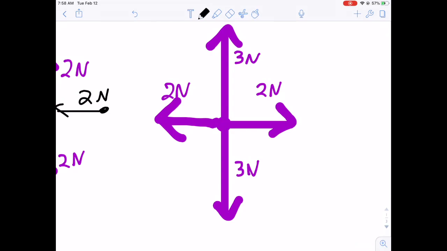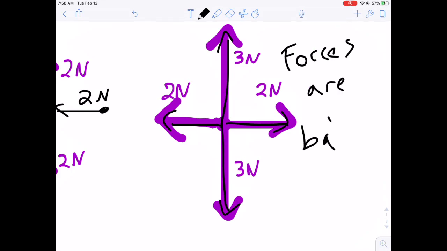Now here's another one. So we have 3 newtons up, 3 newtons down, 2 newtons right, 2 newtons left. These forces are balanced. Wow, that was bad handwriting. Sorry, team. These forces are balanced. There is balance in the force.